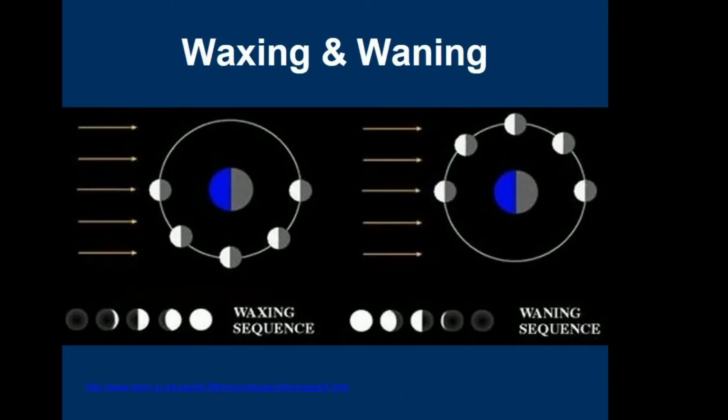Now, can you tell me what is the difference between waxing and waning? Waxing is a term given to the period of the moon after it is a new moon and before it becomes a full moon. On the other hand, waning is a term given to the period of the moon after it has become a full moon and before it becomes a new moon. Can you get it? That's waxing and waning.